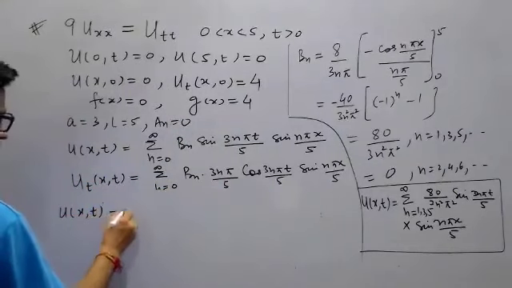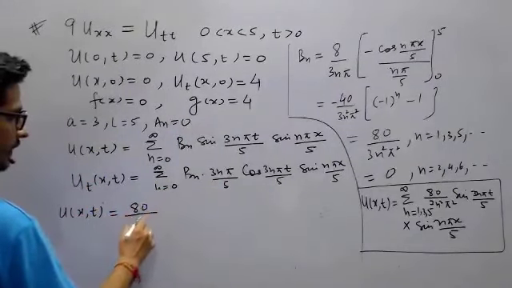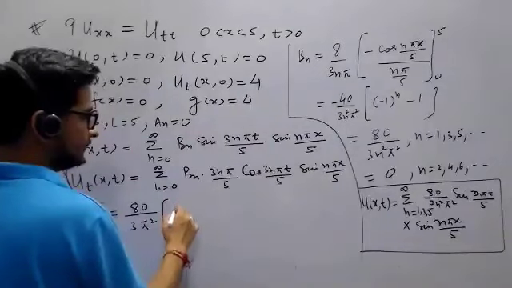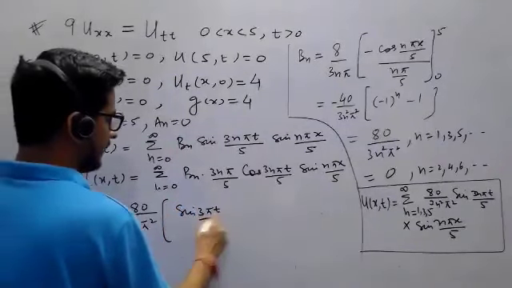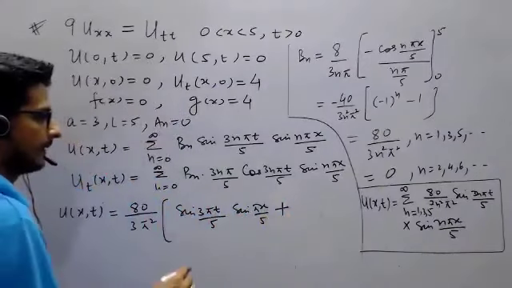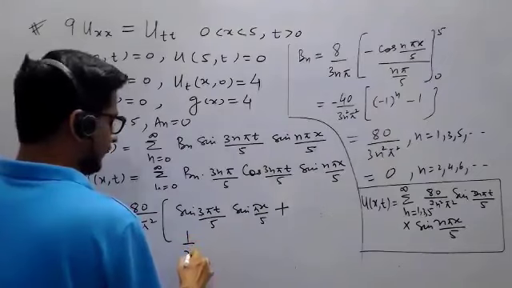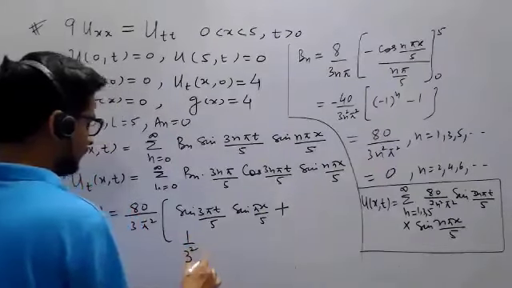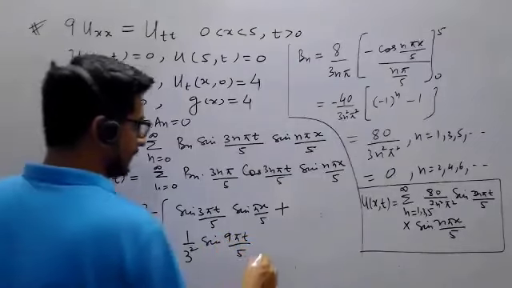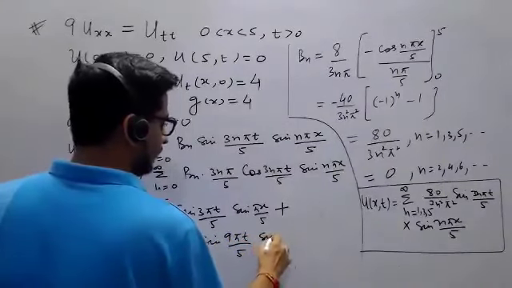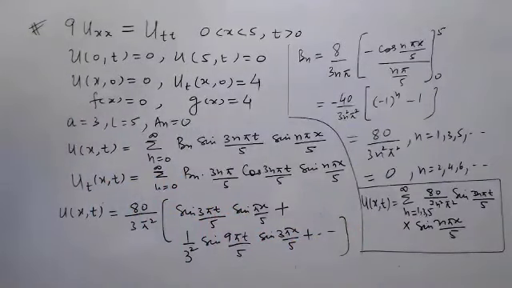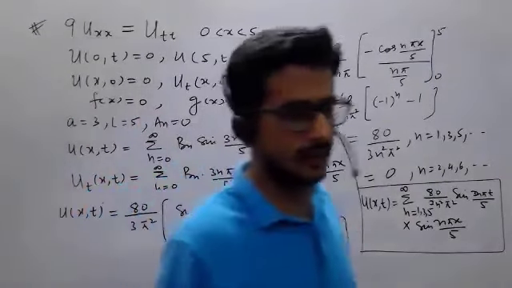Yes, sir. So if I erase this, then I can actually write the solution in the infinite series form like this: u(x,t) is equal to 80 over 3π² into the first term 1 sin(3πt/5) sin(πx/5) plus 1 over 3² sin(9πt/5) and sin(3πx/5) plus dash dash dash. So such type of series you can write. This is the infinite series solution of this equation.